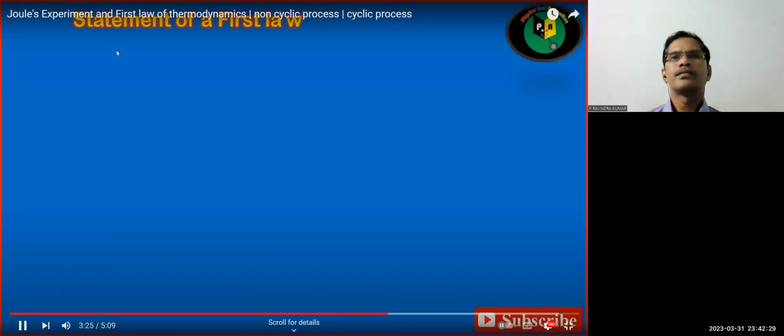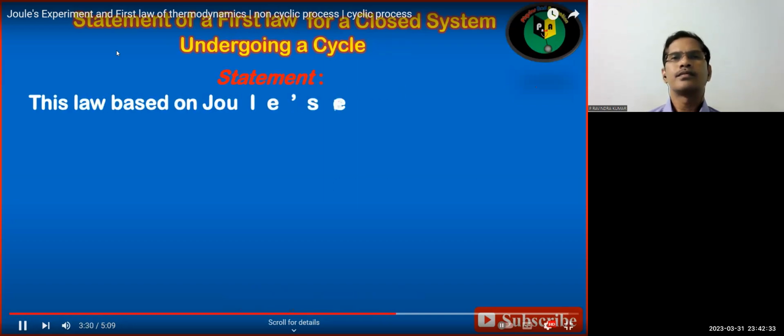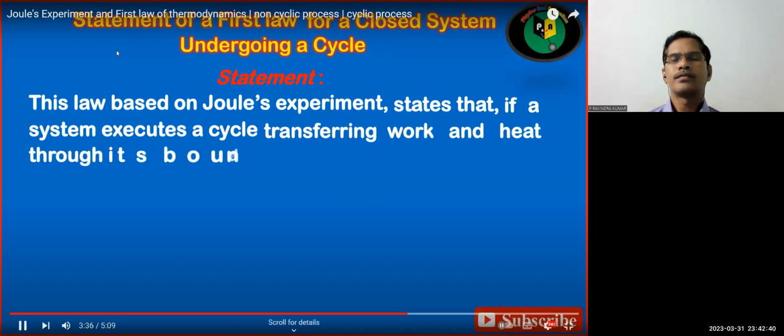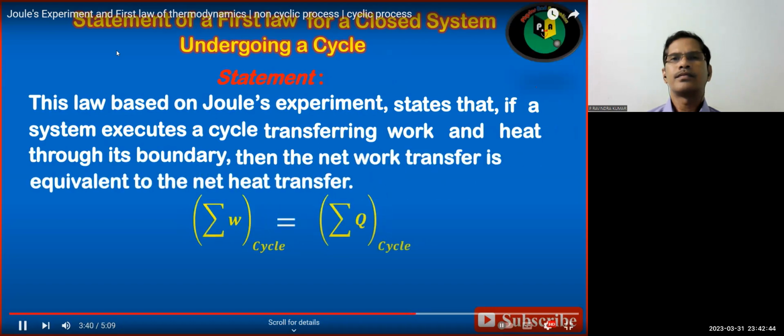Statement of the first law for a closed system undergoing a cycle. This law, based on Joule's experiment, states that if a system executes a cycle transferring work and heat through its boundary, then the net work transfer is equivalent to the net heat transfer. Also, the cyclic integral of dW is equal to J times the cyclic integral of dQ, where J is the Joule's equivalent.